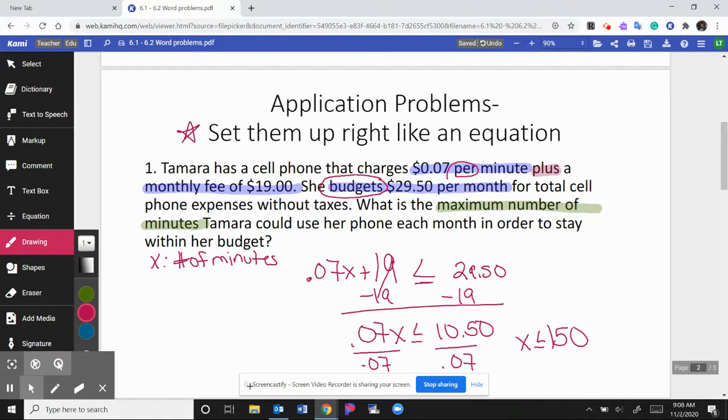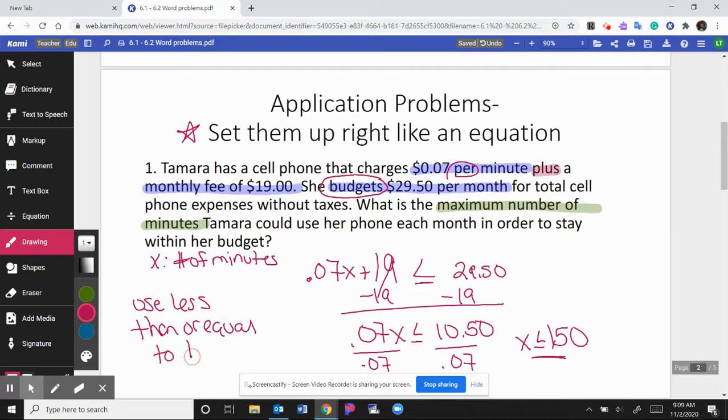All right, so our solving process here, we subtract our 19, divide by our 0.07. So I get an answer of x is less than or equal to 150. Because it's a word problem, you do not have to graph these on a number line. Instead, we need to write a statement. What does this answer actually mean? If we go back, we want to know what's the maximum number of minutes Tamara can use. So we need to write here, Tamara can use less than or equal to 150 minutes as our answer.